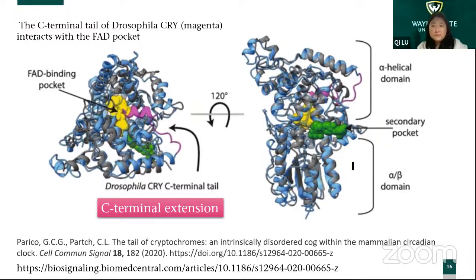Okay, so the pocket is located in the center of the structure, and the alpha helix has a long C-terminal tail that inserts into the pocket of the chromophore. After absorbing the light, the chromophore change will interact with this long tail, and then cause the conformation change of the alpha helix domain.